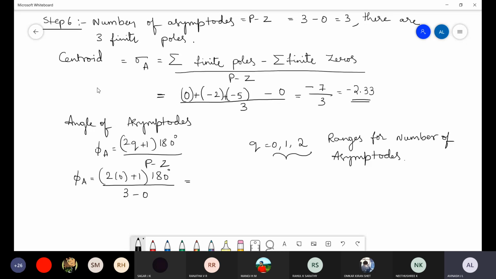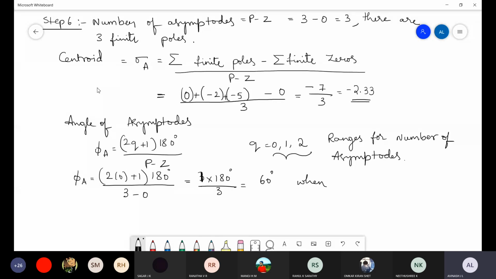So what will that be? 2 plus 1 is 3. So 3 into 180 degrees. Not 3 into 180 degrees, it is 0. So 0 plus 1 is 1. So I can say that 1 into 180 degrees divided by 3. So 180 by 3 is 60. Okay, 60 degrees. So phi A will be equal to 60 degrees.